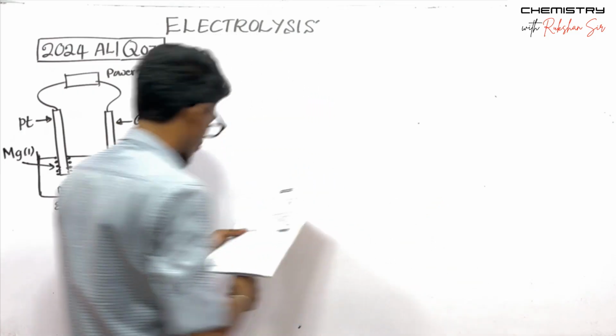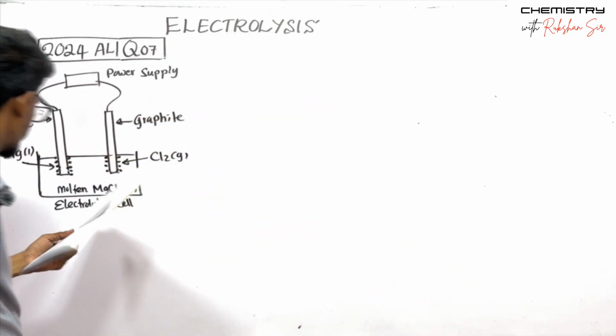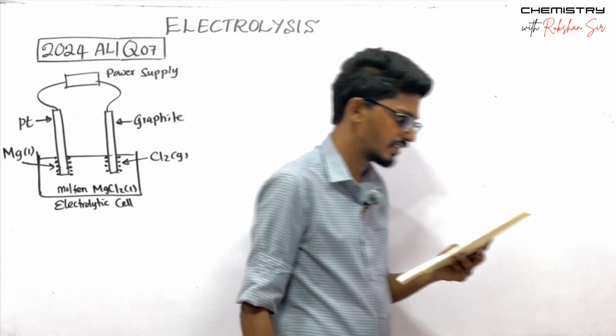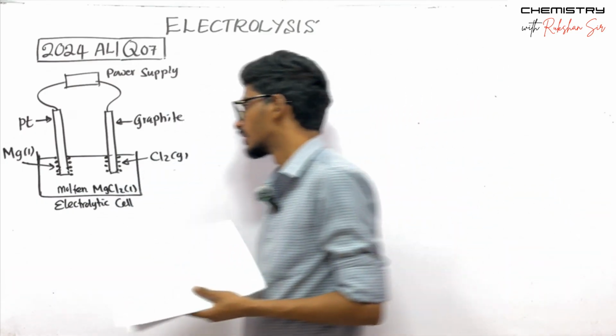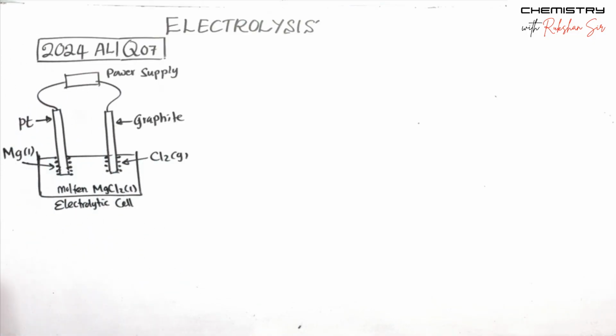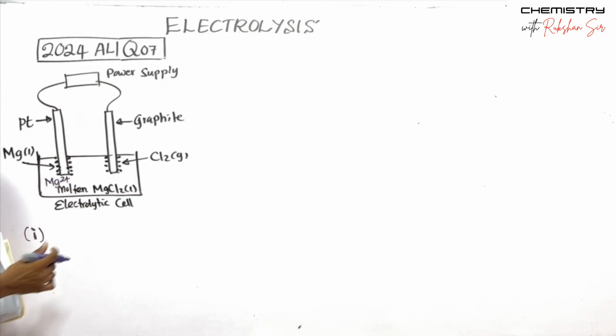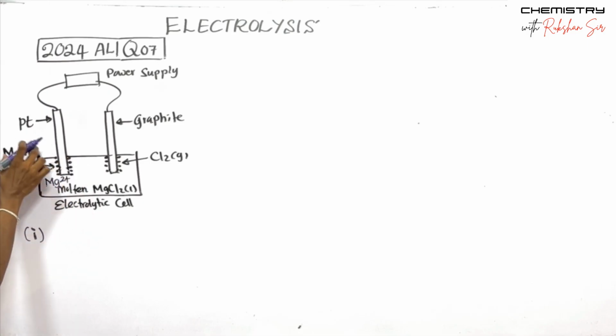So, identify the anode and the cathode. Write the half reactions taking place at each electrode. Number 1: what is the cathode? What is the anode? You see what happens here? So if you want to obtain magnesium from here, definitely magnesium 2 plus should approach that terminal. Without the magnesium 2 plus approaching that terminal, you can't release the liquid magnesium there.